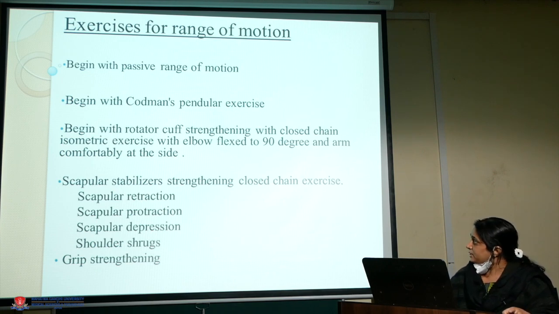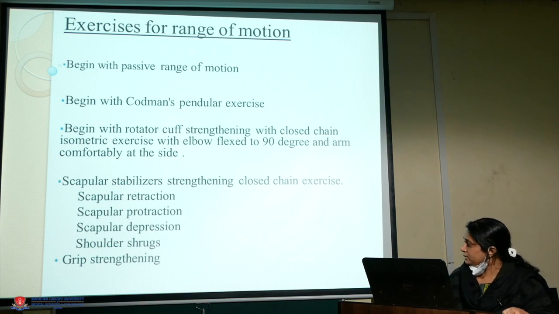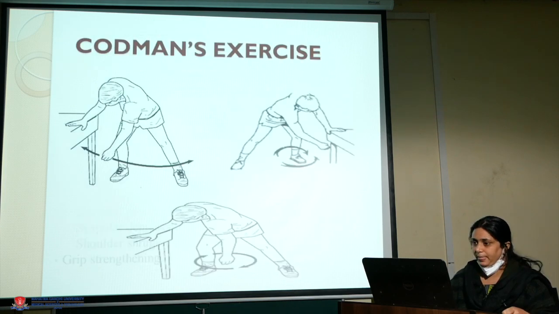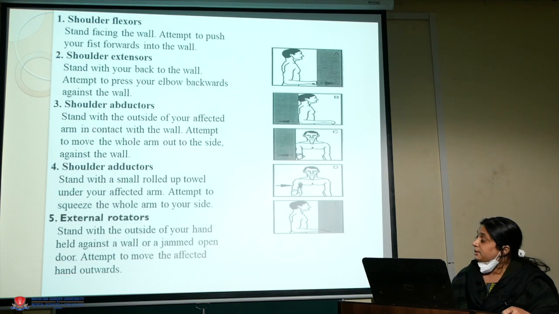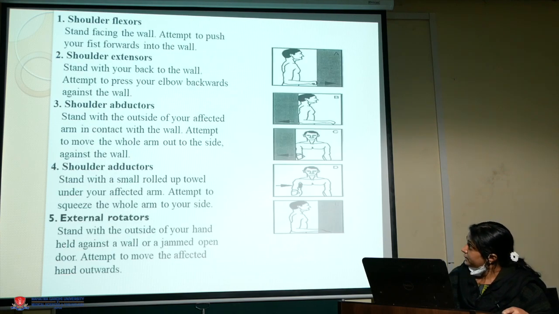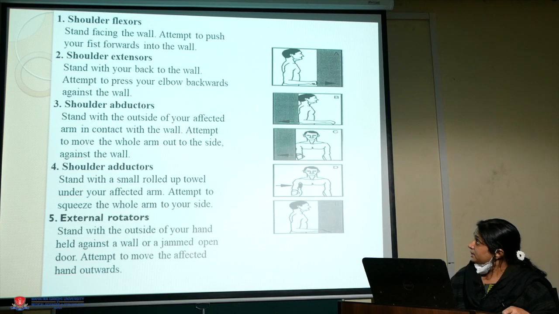And the scapular stabilizer strengthening, closed chain exercises, that is for scapular retraction, scapular protraction, scapular depressions, shoulder shrugs, and lastly the grip strengthening. Here is the picture showing how a person can perform the Codman's exercises. These are the pictures showing the strengthening exercises for shoulder flexors.